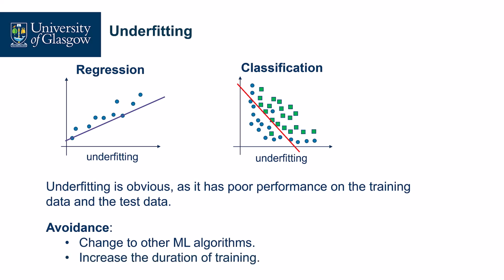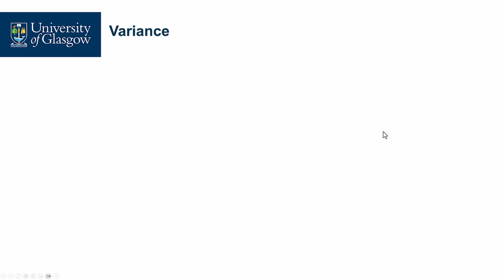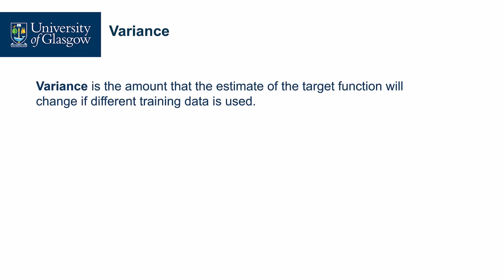The second is that we can increase the duration of training, because sometimes underfitting is caused by the machine learning model not being trained well. We can increase the length of the training, giving it more opportunity to improve the loss function. These are the methods to avoid underfitting. Then we can talk about the second key concept, variance.